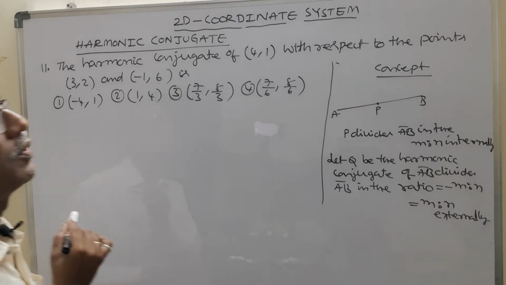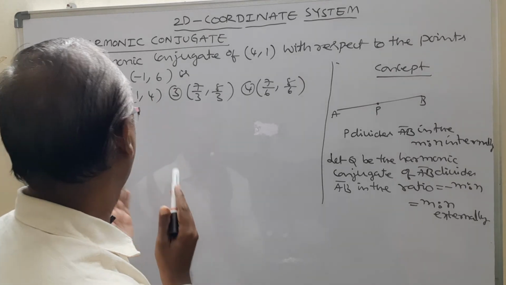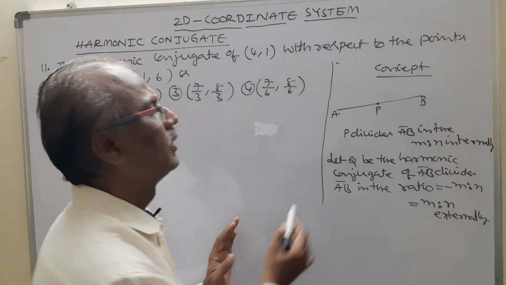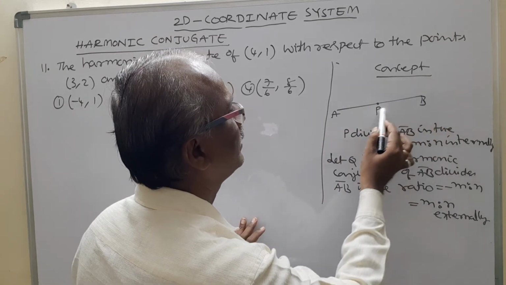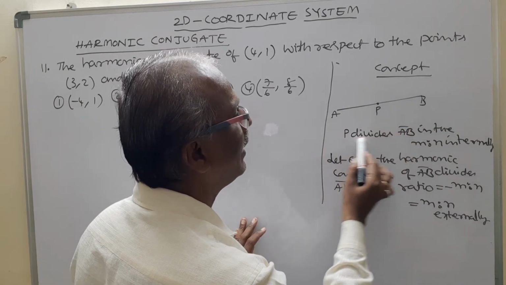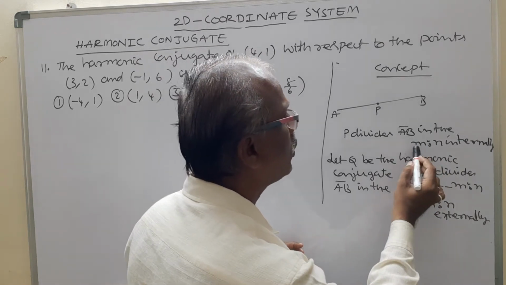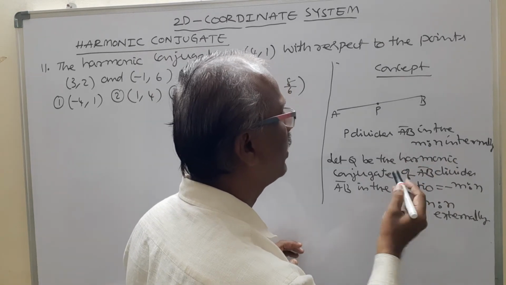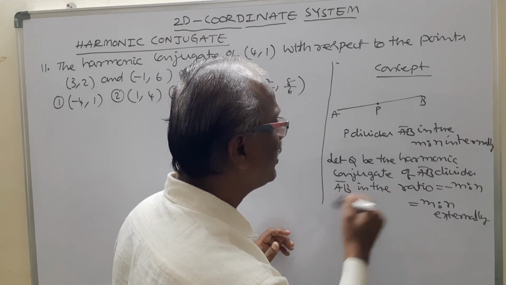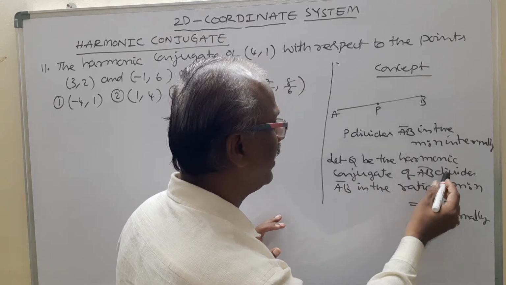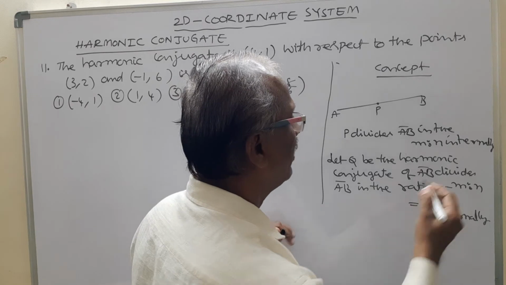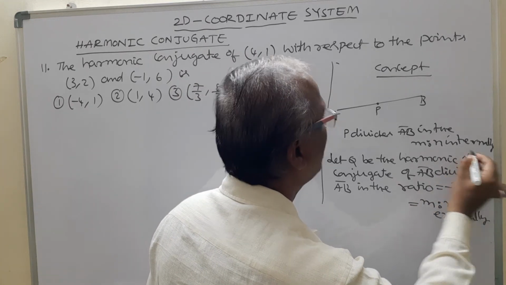Here one concept. What is the meaning of harmonic conjugate? Here AB is one line segment. Point P divides AB internally in the ratio m:n. Internally means this ratio is positive. It is m:n. Let Q be the harmonic conjugate of P.